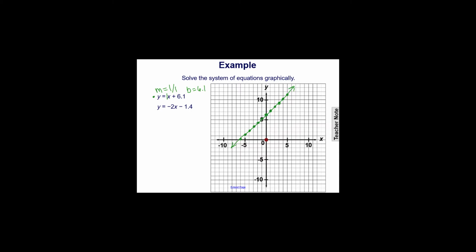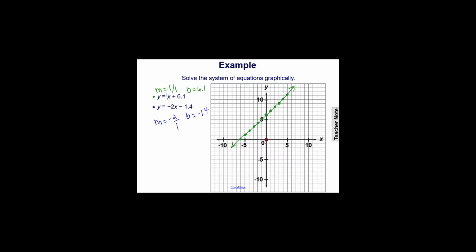Okay. And then the second line, y equals negative 2x minus 1.4, that's in slope-intercept form as well. We have y in both of these equations, so it's very easy to see the y-intercept and the slope. So y equals negative 1.4, that's our y-intercept. And then our slope is negative 2, or negative 2 over 1. So our y-intercept is negative 1.4.